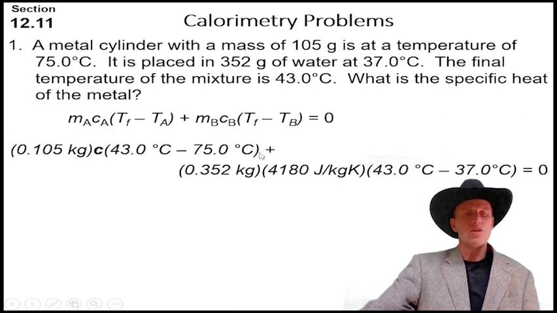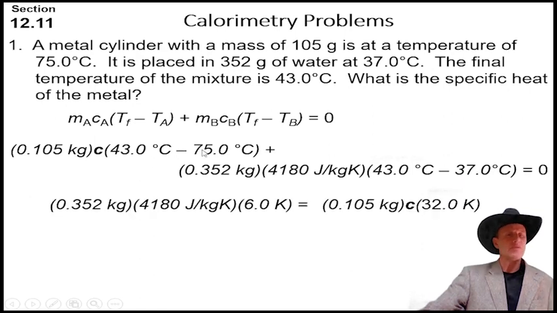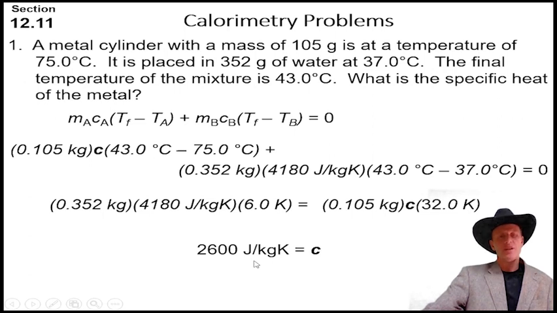So now here's your long equation, and we're solving for this symbol C. If you subtract, you get a negative 32. And if you add that term to both sides, that negative disappears. So now we can jump to our calculator. So our calculator should multiply 0.352 times 4180 times 6, which is the temperature change on this side, 43 minus 37, divided by 0.105, divided by 32, to get our answer of 2600.